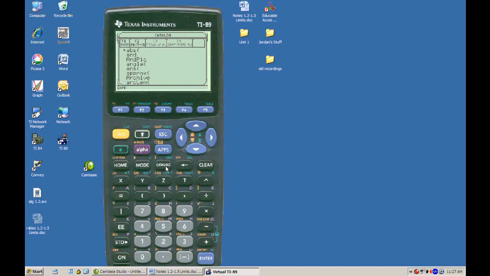When you hit your catalog button, it automatically puts you into alpha mode, so you may or may not be in the A's. You don't have to hit the alpha button. It's already in alpha mode. ABS is absolute value. So absolute value of x minus 5 divided by x minus 5.